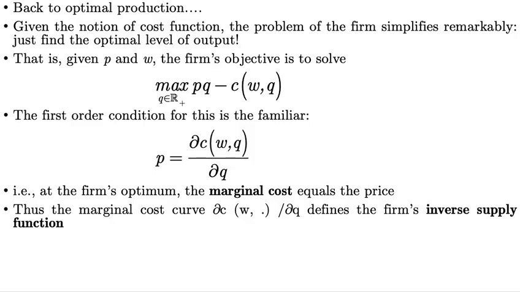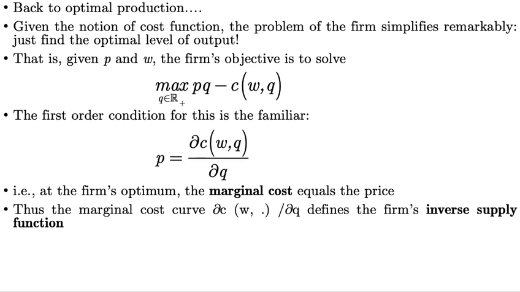And because we're talking about the cost function, if you go back to the optimal level of production, profit maximization, cost minimization, and actually when we talk about the cost function here, the problem of the firm simplifies remarkably. We just need to find the optimal level of output, that's it.